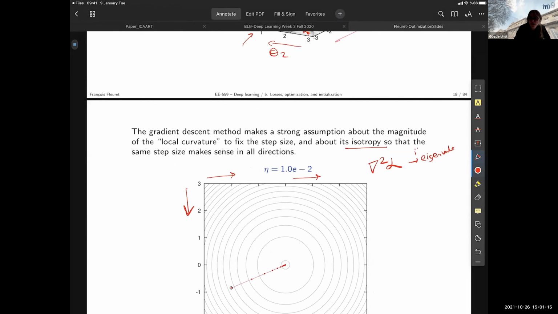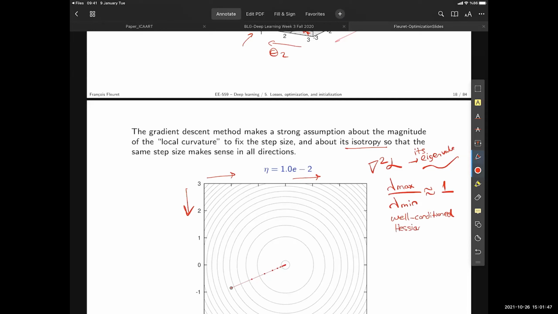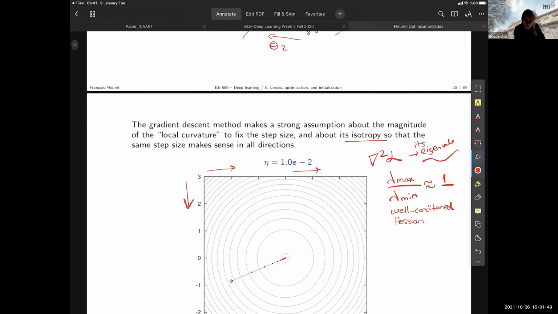I can check them, right? Typically, well-conditioned, or isotropic, means the small eigenvalue and the large eigenvalue are similar. Can you follow me, by the way? My computer is freezing from time to time. There is a lag, actually. So, for instance, a well-conditioned Hessian, isotropic.